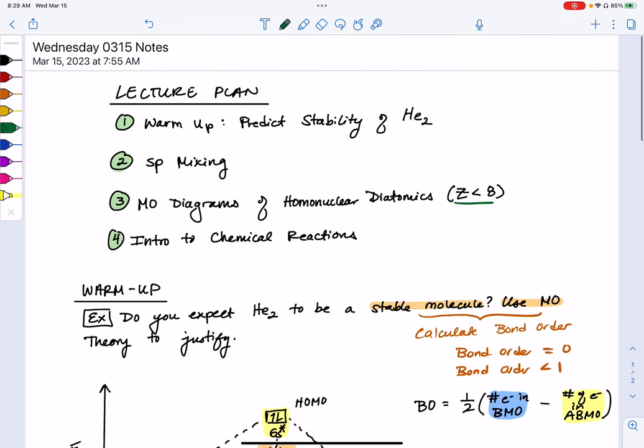So that was our warm-up. And let's now talk about this notion of SP mixing in video 2, which is where the overall structure of our MO diagram deviates a little bit from what we've seen so far for our homonuclear diatomics like oxygen, fluorine, and diatomic neon. So I will see you coming up in video number 2.